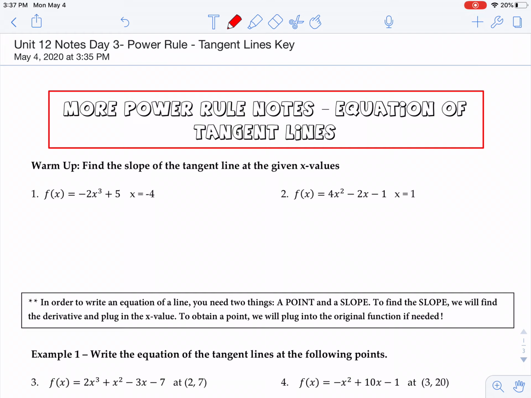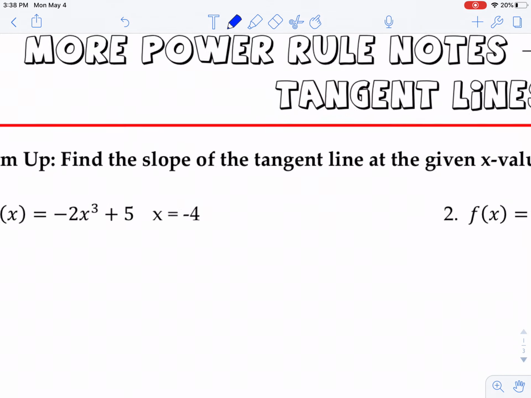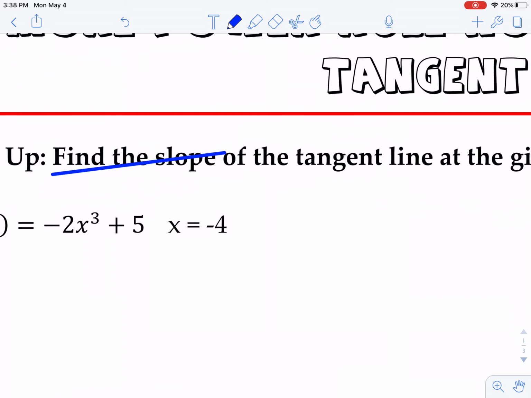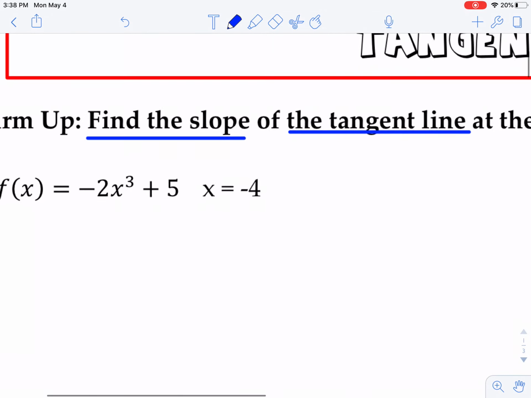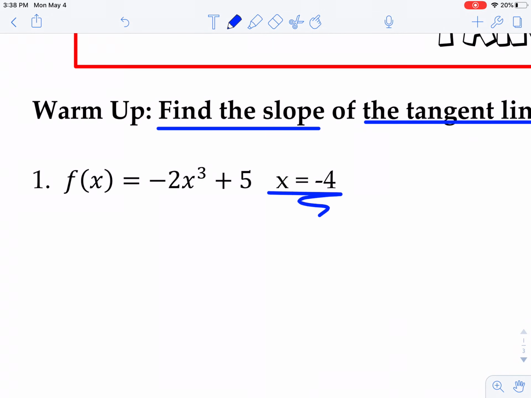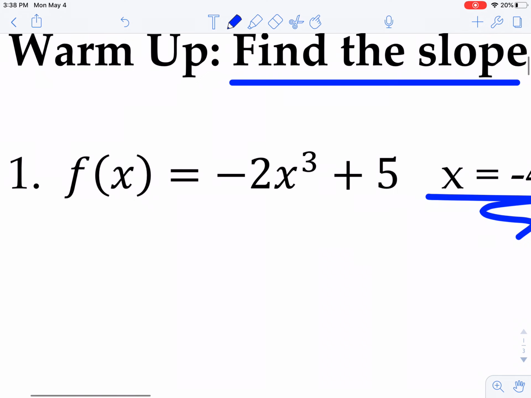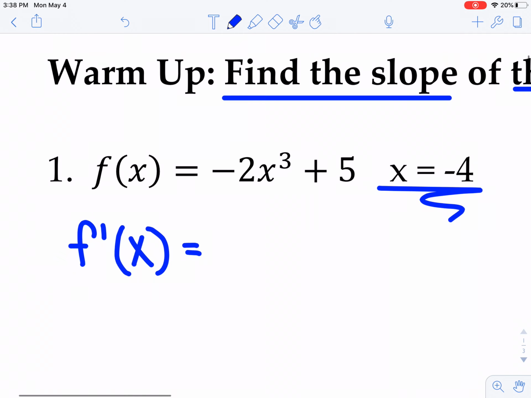Quick warm-up. What we did yesterday. Find the slope of the tangent line at the given x values. So reminder, when I take a derivative, it gives me a formula to find a slope of a tangent line at a certain point. So if they give me a function and a given x value, if I find the derivative of that function and plug in the x value, it gives me the slope of the tangent to the curve at that exact x value.